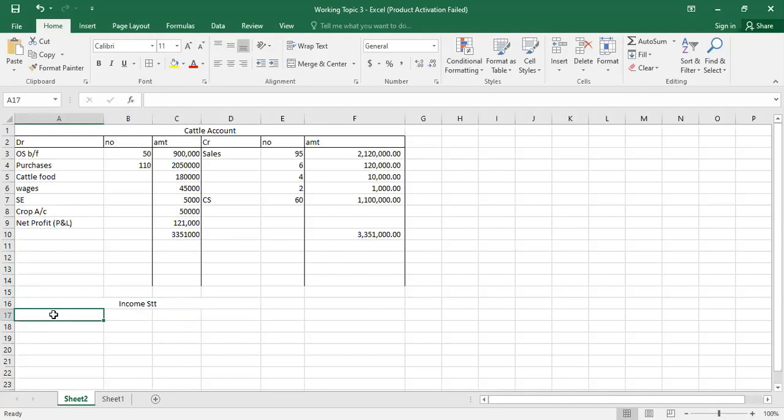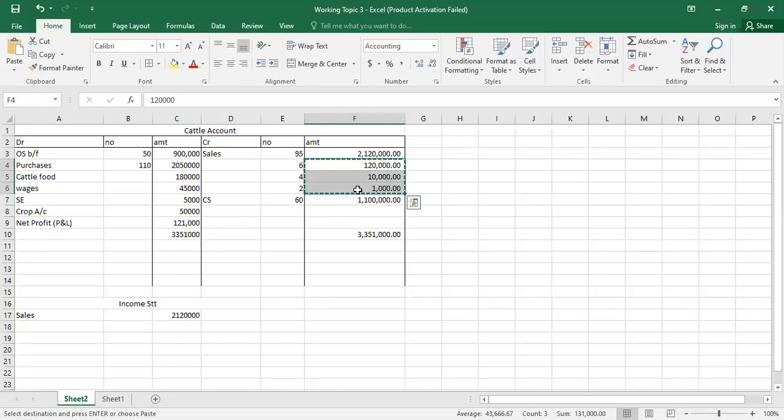So you have the sales. On this one, now we start with the credit amounts. Our sales is 2,120,000. Yeah. Then followed by the slaughtered cattle. They were 6 in number. So these figures, isn't it? So it's followed by the slaughtered cattle, the carcasses. So we are going to have the figures here.